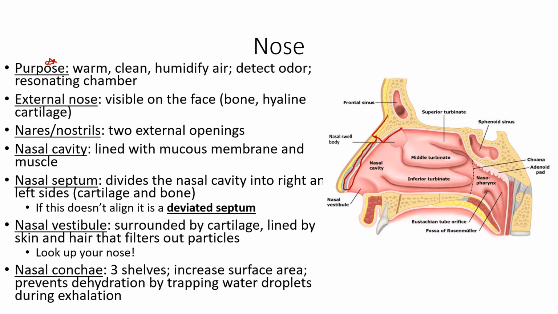We talked about the nares or the nostrils. Those are the two openings. That nasal cavity on the inside, once we go past the nares, the nasal septum is going to divide the nares. If the nasal septum does not align, this is what's known as a deviated septum. What can happen with deviated septums is snoring, as well as other breathing problems, and the only way to really correct it is going to be through surgery.